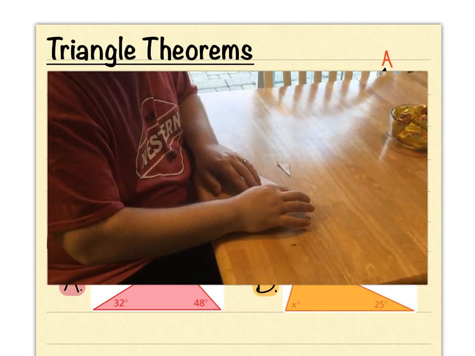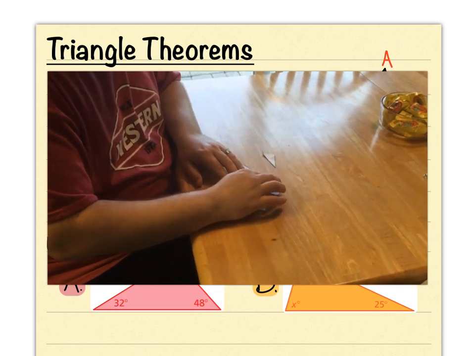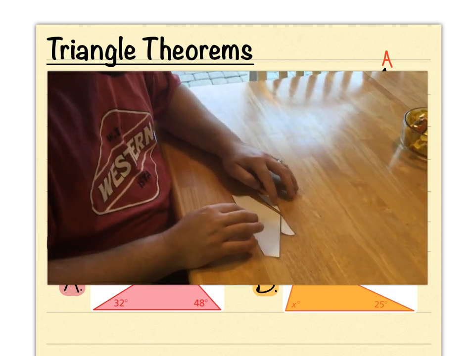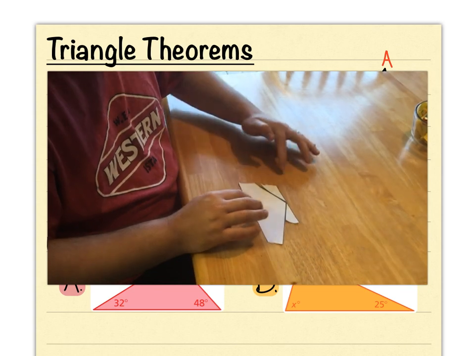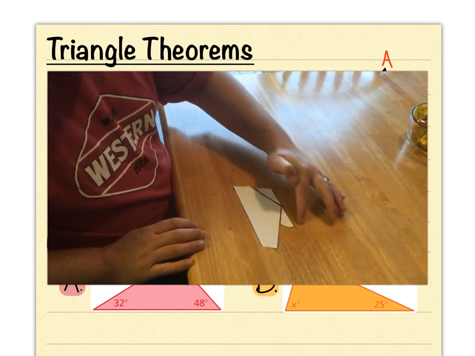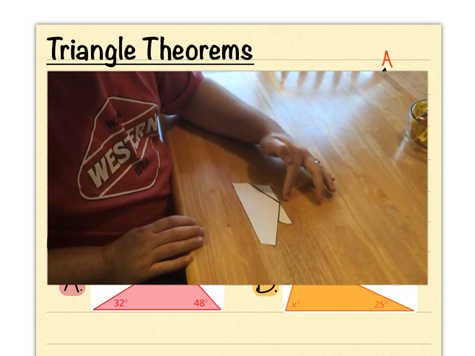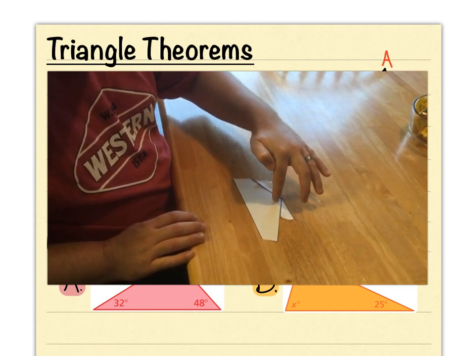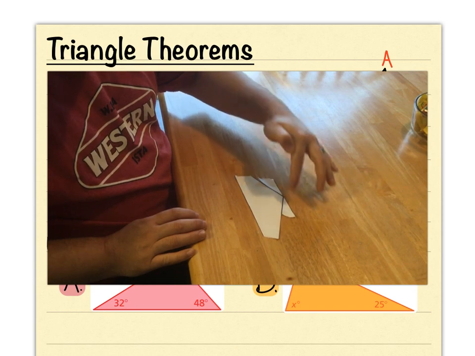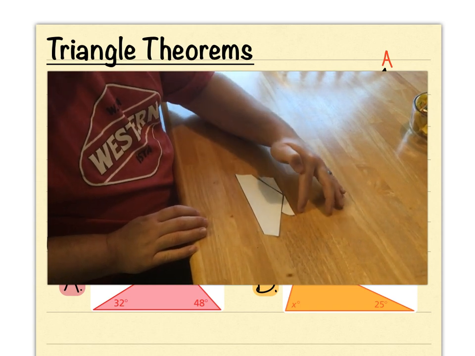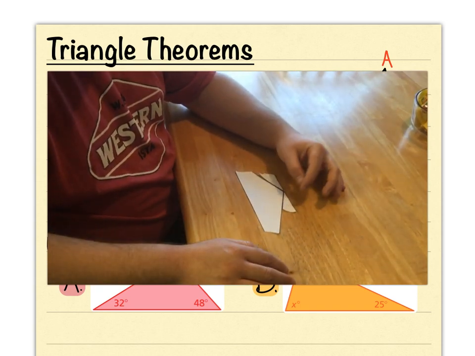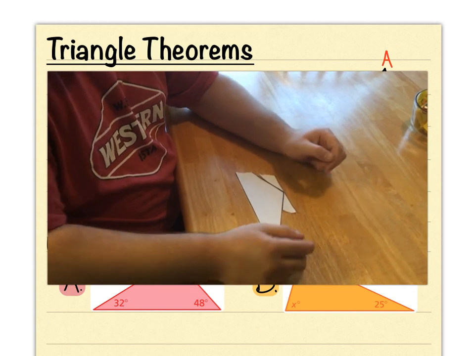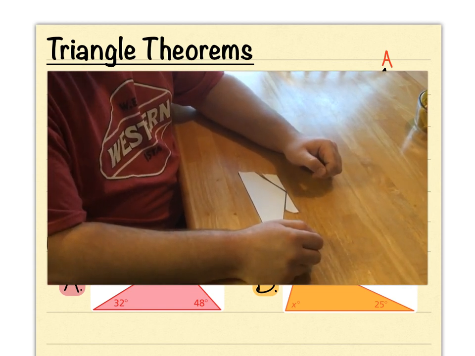If I place these angles next to the third angle, what you see happen is they form a straight line. And we know straight angles measure 180 degrees. So if angle 1 plus angle 2 plus angle 3 add up to a straight angle, that proves that all three angles will add up to 180 degrees in every triangle.